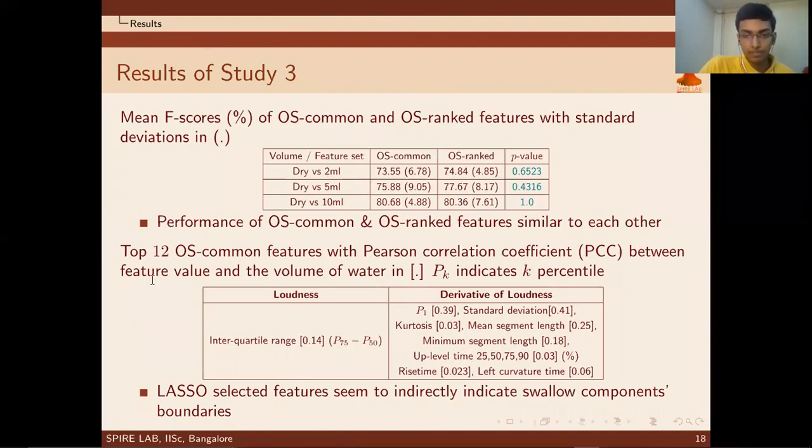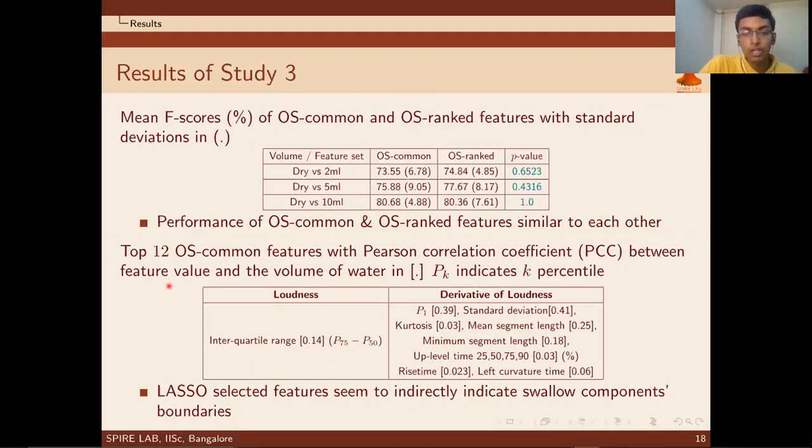Results of study 3. From the table, it is clear that both OS common features and OS ranked features showed almost equal classification performances, and the p-values indicate that their performance is similar to each other. On examining the features selected in the OS common feature set, they were found to be different functionals of a smoothened version of loudness and its derivatives. Loudness is the sum of a spectrum computed by passing a signal through 26 mel frequency bands in the frequency range of 220 to 8000 Hz with an auditory weighting with equal loudness curve with cubic root compression.